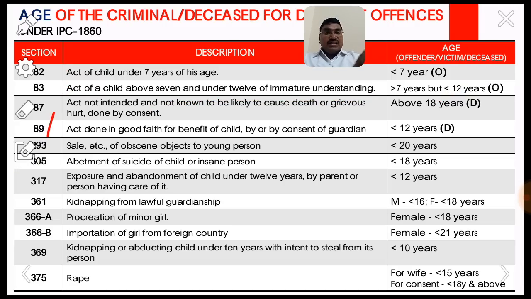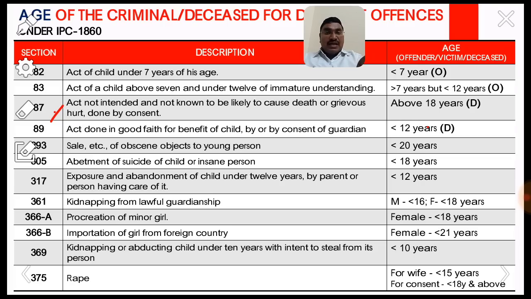Section 87 speaks about the age of the deceased whose age is above 18 years. Act not intended or not known to be likely to cause death or grievous hurt by consent. Under general exceptions, it is listed. Consent is one of the exceptions. The consent given by the person whose age is above 18 years is an exception under 87.